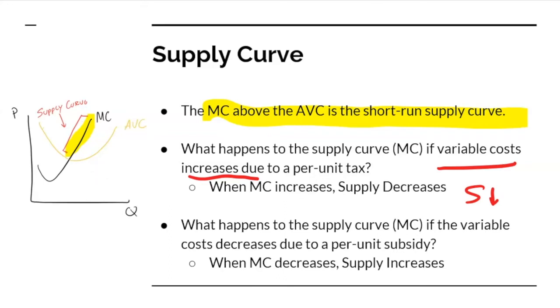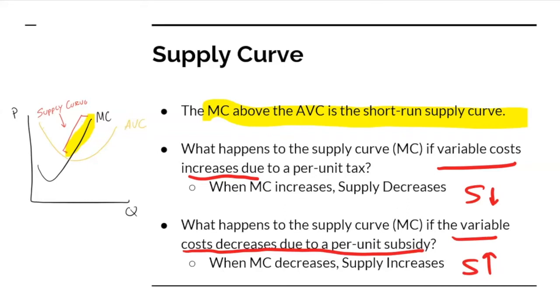What happens to the supply curve if the variable cost decreases due to a per unit subsidy? A subsidy is going to increase supply. Once we have a subsidy, the marginal cost is going to decrease, which means the cost of producing these goods is also going to decrease, which inevitably leads to an increase in supply.